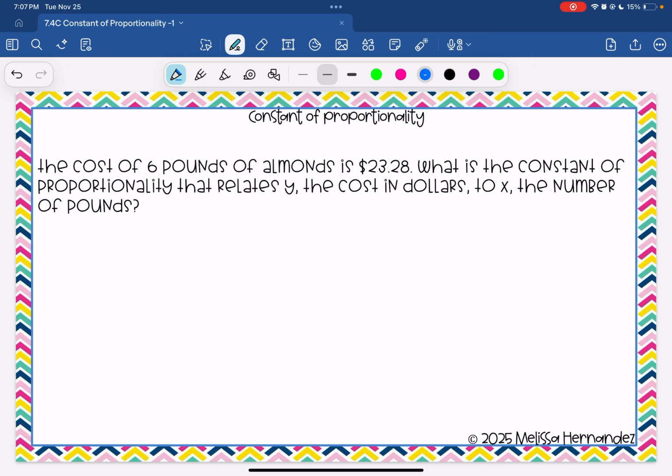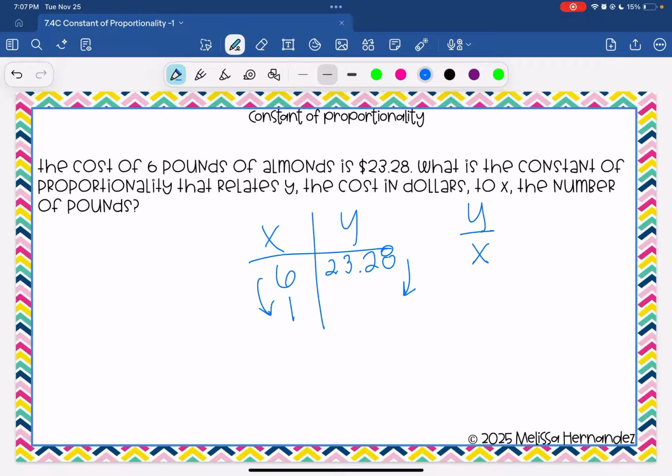All right, for the final one, it says the cost of 6 pounds of almonds is $23.28. What's the constant of proportionality that relates y, the cost in dollars, to x, the number of pounds? So x is independent. Y is dependent. So in other words, for 6 pounds, it's $23.28. Well, we want to know what 1 is. So I'm going to put y over x. And then I end up dividing, which is why I have the arrows.